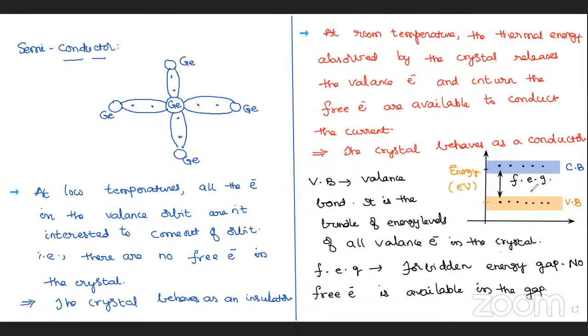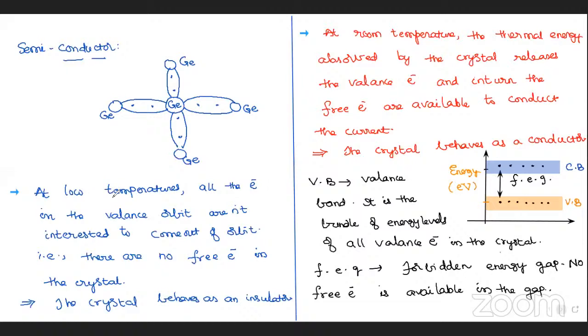Valence means orbital. In my example, that forbidden energy gap is 0.4 electron volts. So if you give 0.3 electron volts, no electron will come out. It won't come out. That's why in this forbidden energy gap, no electrons will be available. Understood? Okay, sir. Good.